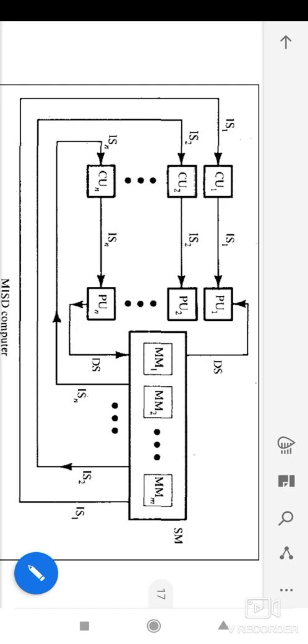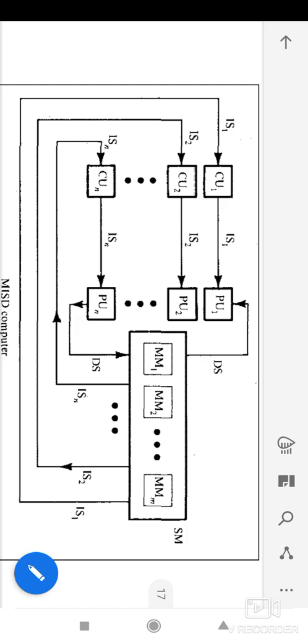Here we have multiple instruction and single data stream. It works on a set of CPU control units and processing units, and we have a shared memory unit. From this we are fetching different sets of instructions from the shared memory units, IS1, IS2, ISN, etc. Different sets of instructions are fetched, but they work on the same set of data stream.